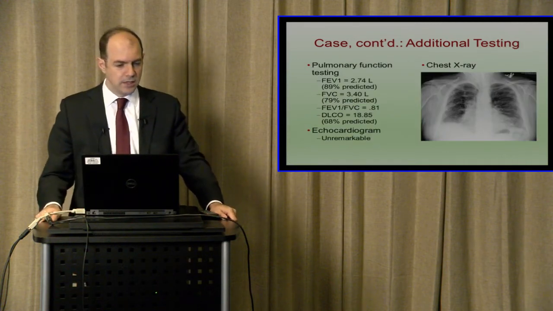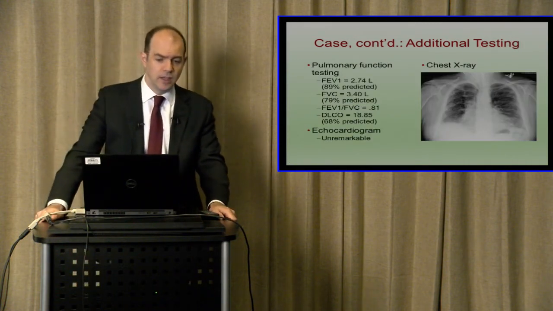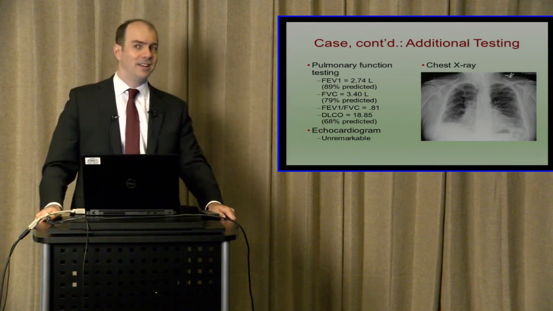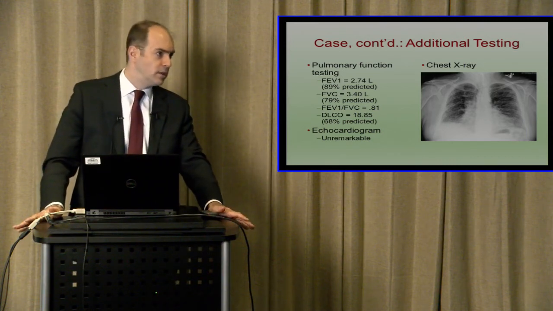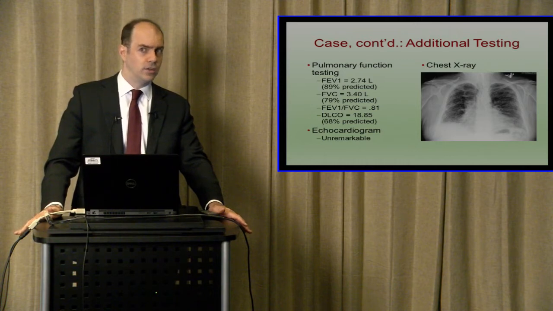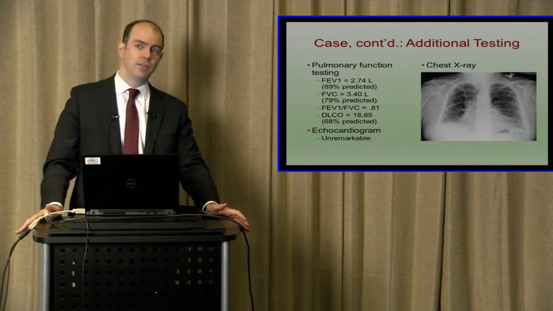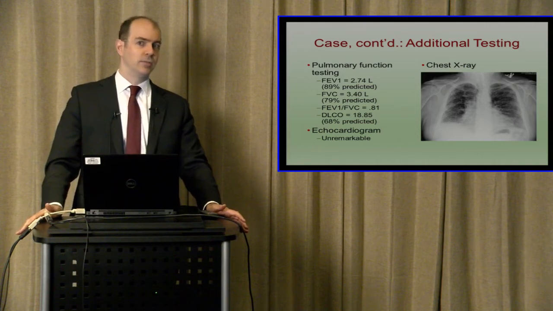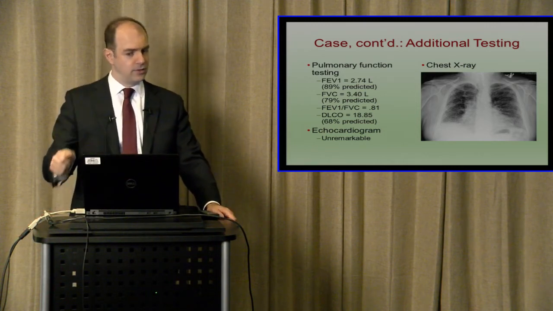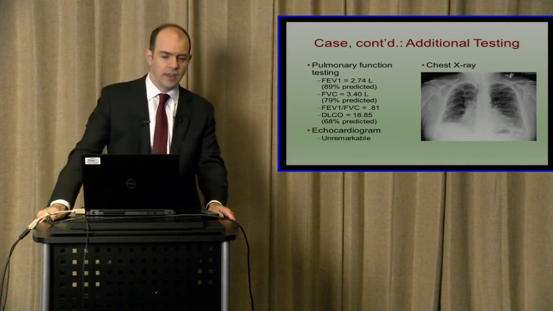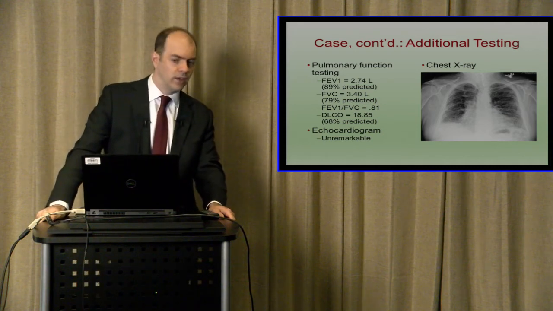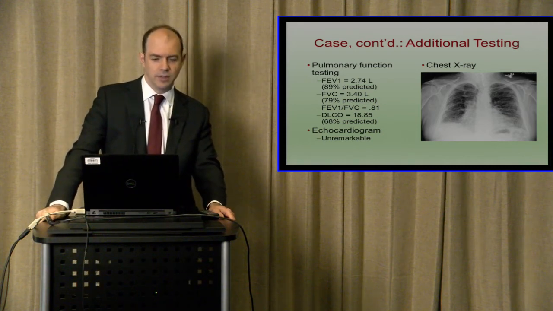So here's some more objective testing. We get pulmonary function testing, and his FEV1 is 89% of predicted, and generally speaking, over 80% we'd call normal. So it's a normal FEV1, right? That's the amount of gas that you can blow out after maximal inhalation, blowing out as hard and fast as you can, how much air comes out in the first second. So he had 2.74 liters, or about 89% of expected.